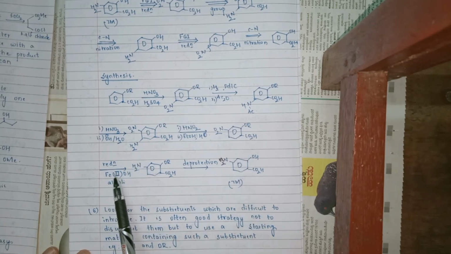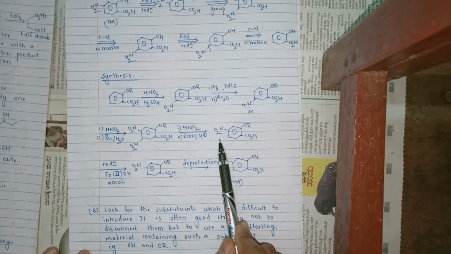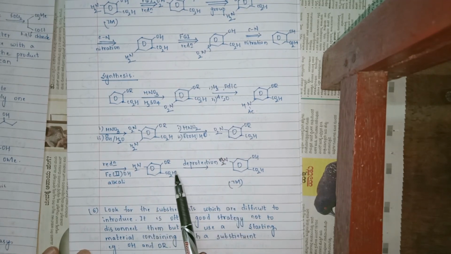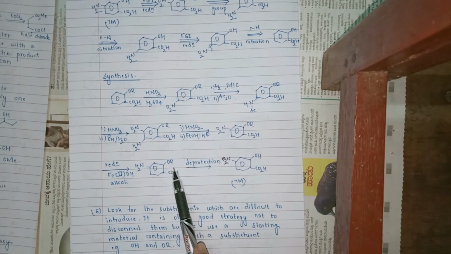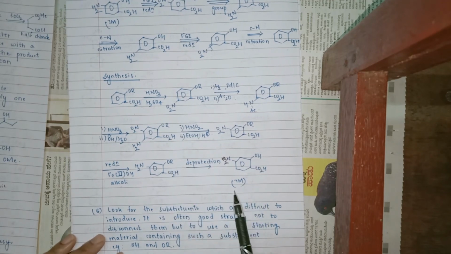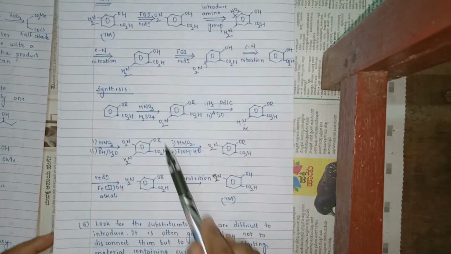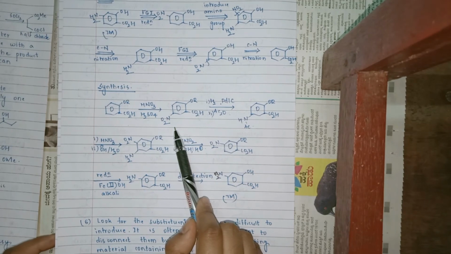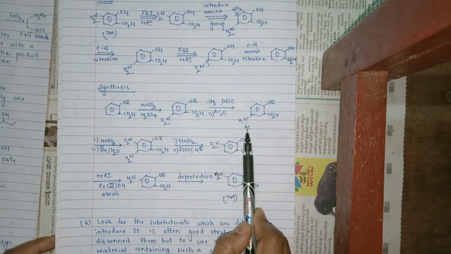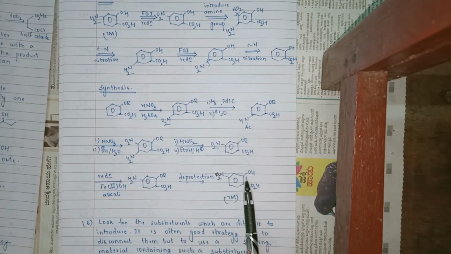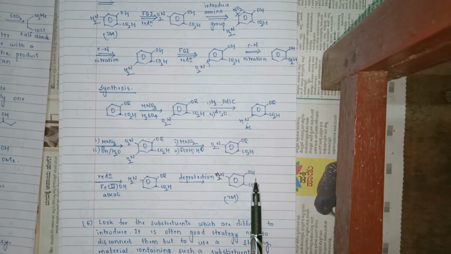Now further reduction in the presence of iron, we reduce this NO2 to NH2. Now finally, after deprotection, this OR can be removed and we'll be getting an OH. That is, my target molecule could be synthesized. So what we have done in this particular synthesis is we have introduced a dummy NO2 system first, and then I have converted that dummy into NH2. Later in the process of the reaction, we have removed that dummy so that two electron donating systems were introduced meta with respect to each other.